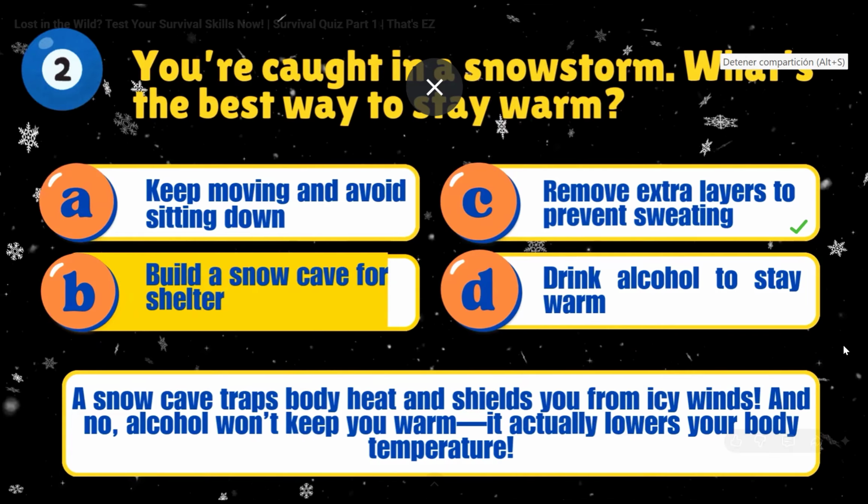Number 3. And no, alcohol won't keep you warm. It actually lowers your body temperature. Question 3. You need water fast. What's your best option?